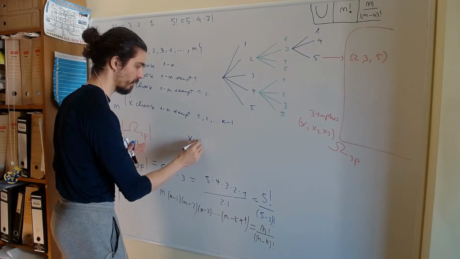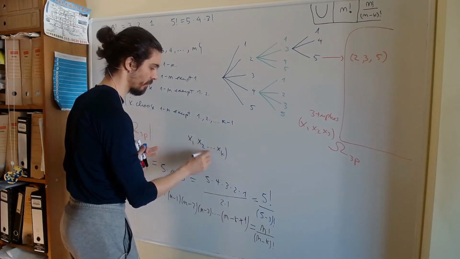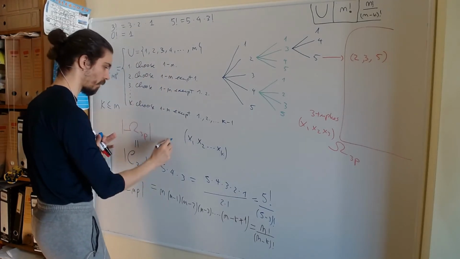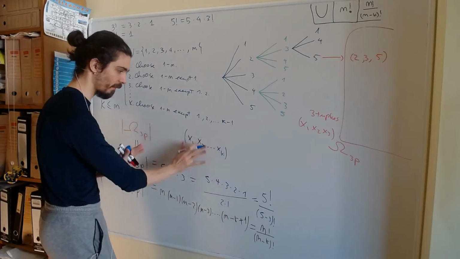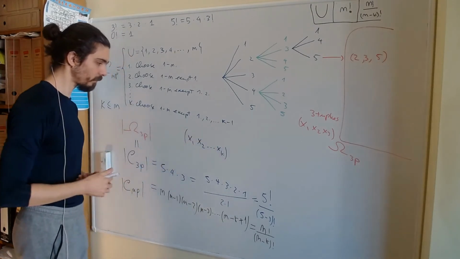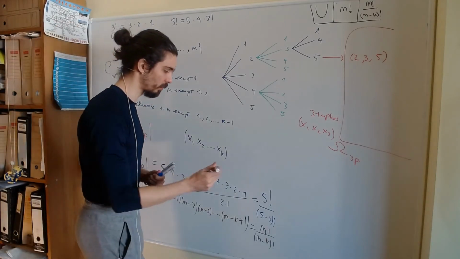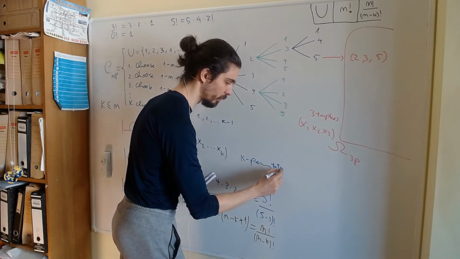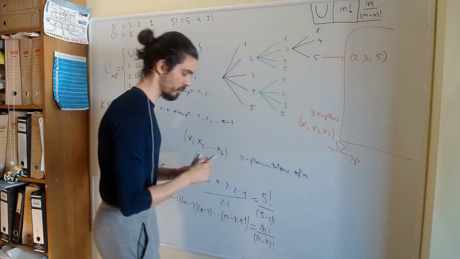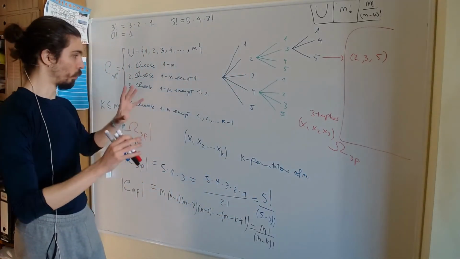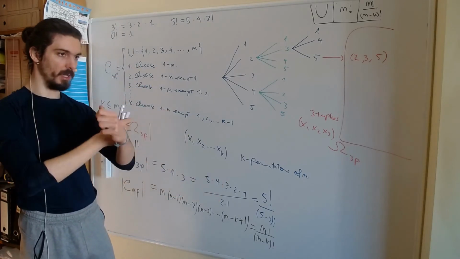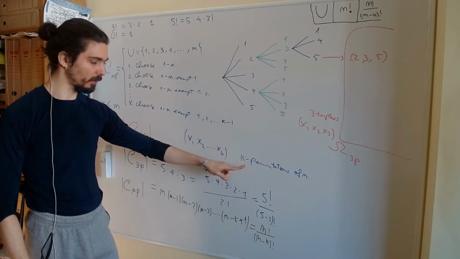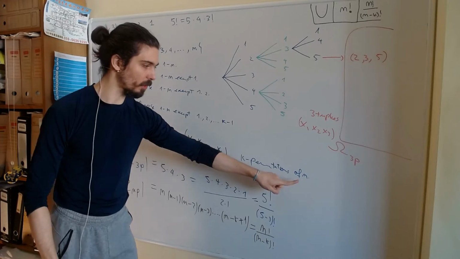you have x1, x2 up to xk, the elements, or the outcomes, of omega np. You see, these are the elements of omega np. This is what we call k-permutations of n. You see? So you start with a set of n, you take k, and put them in a particular order. That sequence, that k-tuple, is called a k-permutation of n.